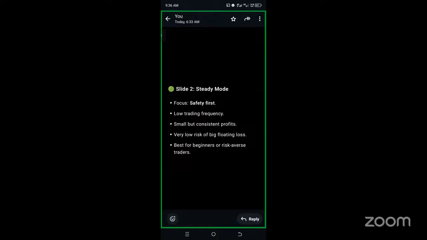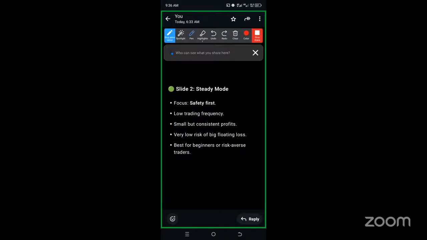So steady mode. We are on slide number 2. We start with steady mode. This steady mode focuses mostly on safety. Safety first. When we talk about safety, we talk about security, we talk about the security of your capital in terms of loss. When we talk about security, we don't talk about the way of technology, whatever. In terms of trading and loss, when you are using steady mode, we will see.